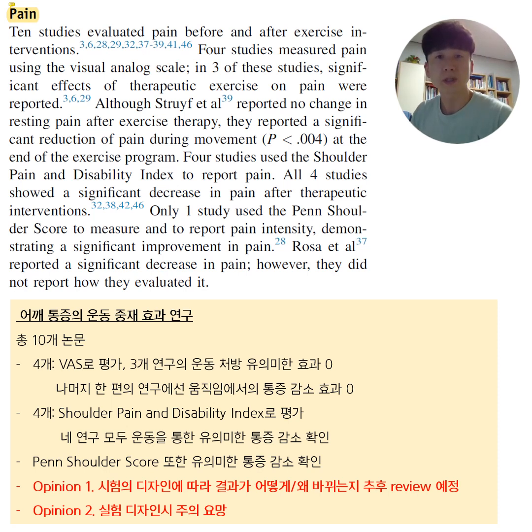With pain scoring, 3 studies showed significant improvement on pain with exercise, while the other one found it improved with movement. It wasn't the static result. Other 4 studies assessed the pain with the Shoulder Pain and Disability Index, and all 4 studies got significantly positive results. Only the Penn Shoulder Score did not reach any change.